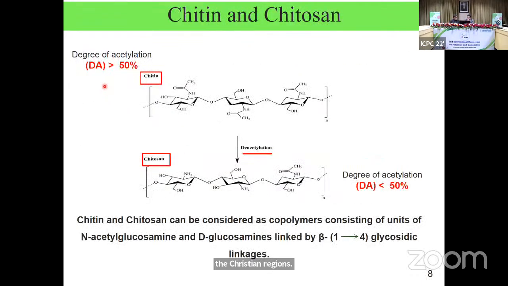When the degree of acetylation is greater than 50%, the copolymer is practically insoluble in diluted acid solution and corresponds to chitin. When the degree of acetylation is less than 50%, the copolymer is soluble in diluted acid solution, and the name of chitosan is attributed to it.